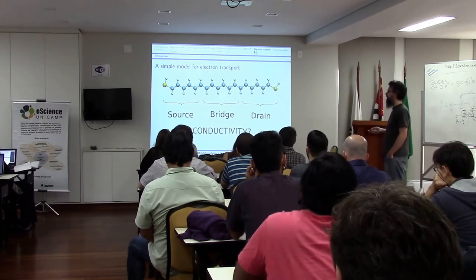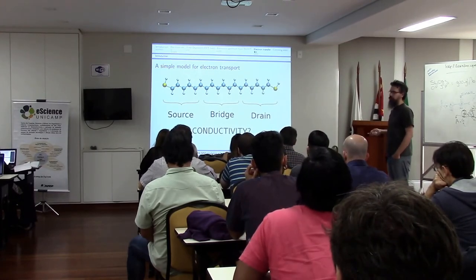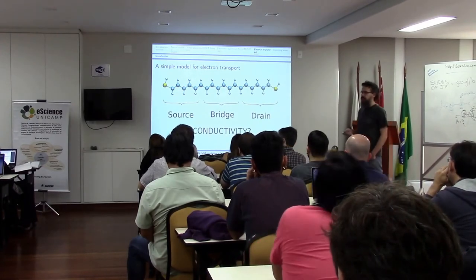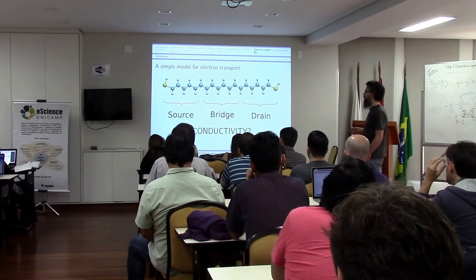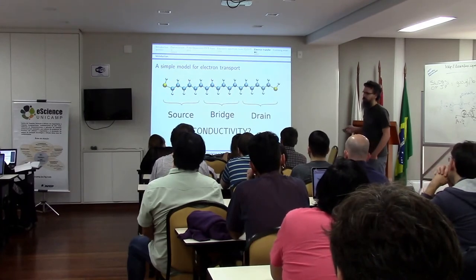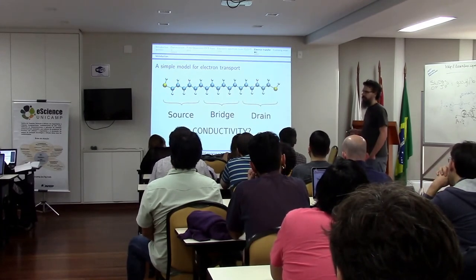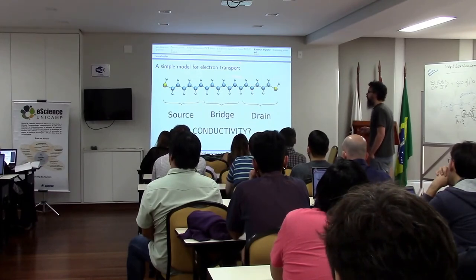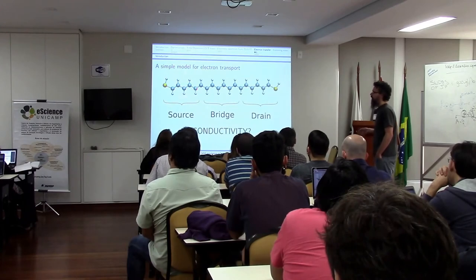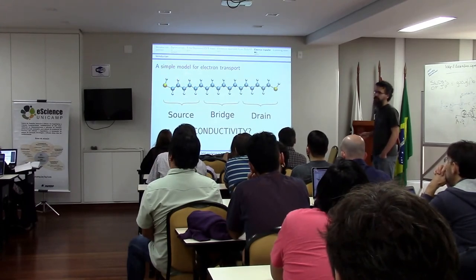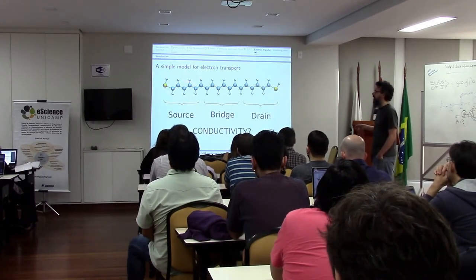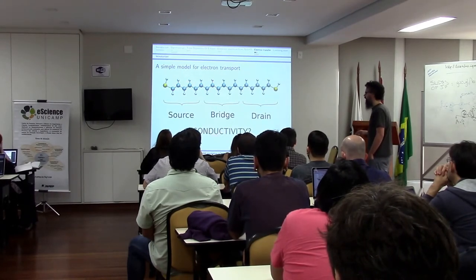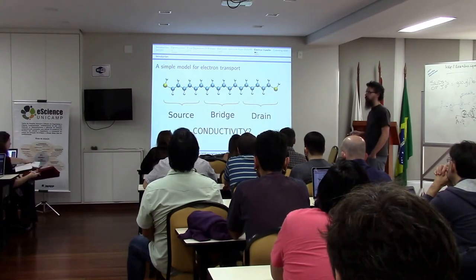So it's interesting. A simple model for electron transport: we can take an alkene and define a source, a bridge or molecule, and a drain zone. If we polarize this, we have more electrons or more density in this place, we can see how this electron goes to another place. So we can know about the conductivity of the system.